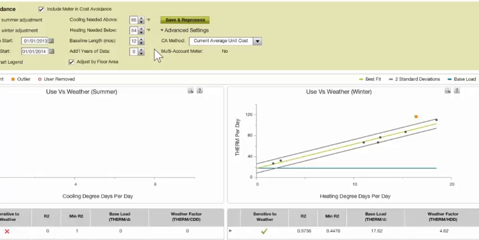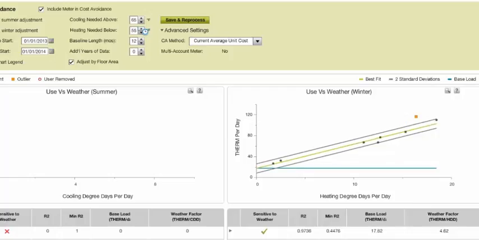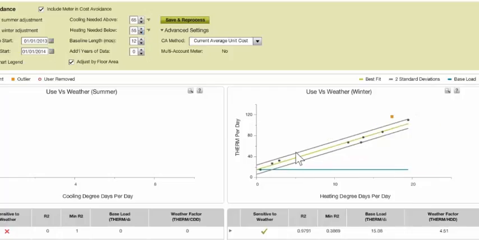People say to me, how do you know for sure that 54 is the best balance point for this? Well, I don't. But at 54, my weather factor is 4.6. If I go down to 53, it doesn't change very much. If I go up to 55, it doesn't change very much. So it really doesn't make that much difference. Anywhere around 55 or 54 is probably a good model.